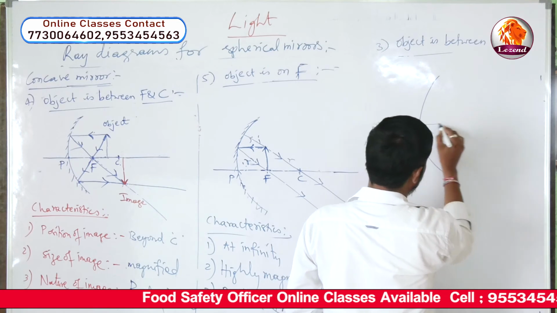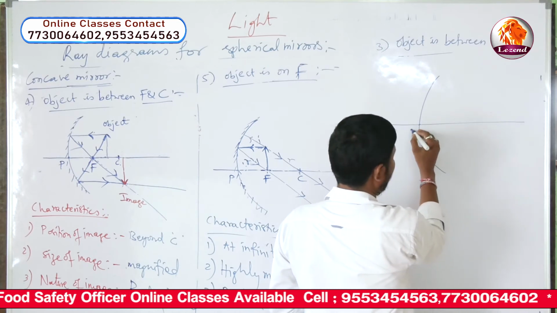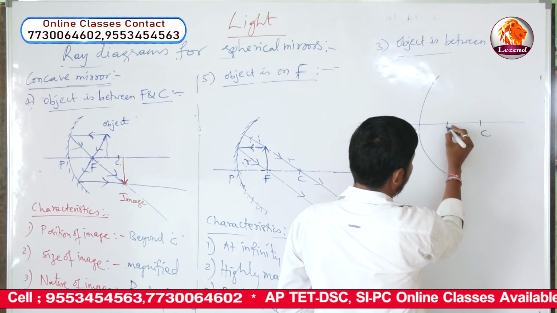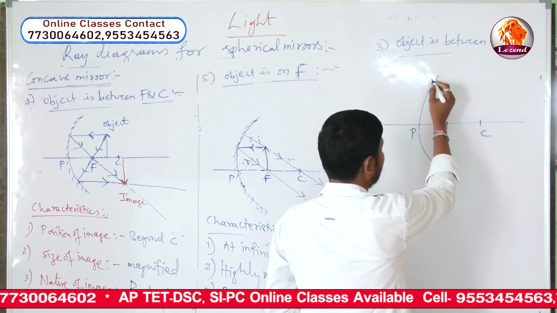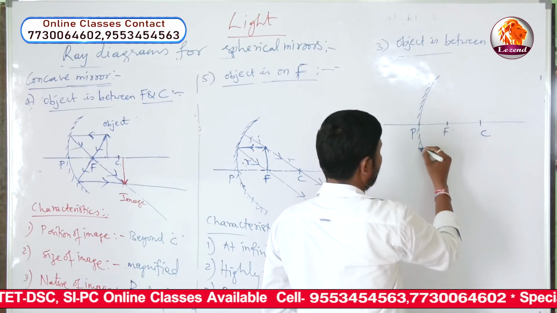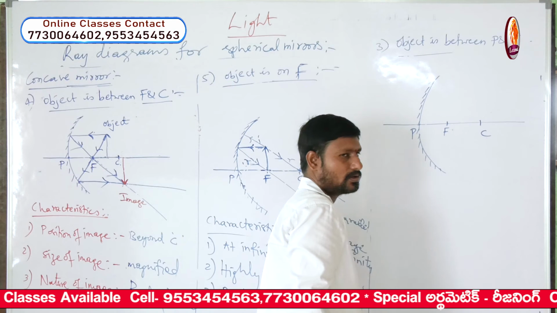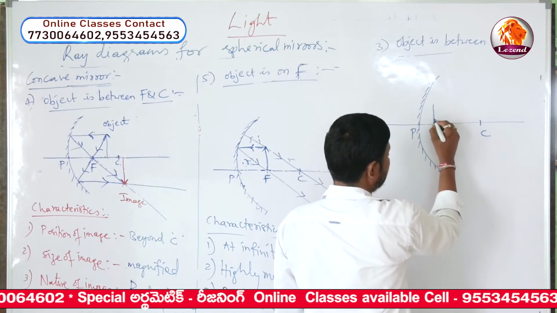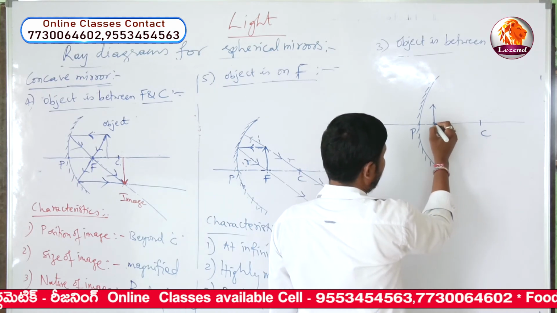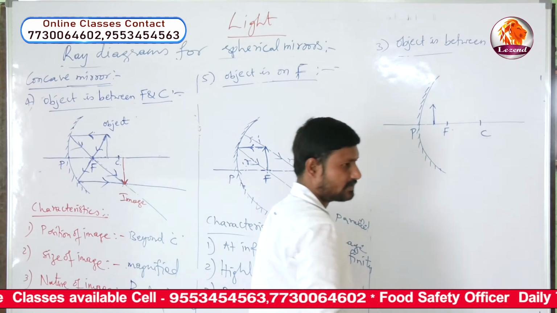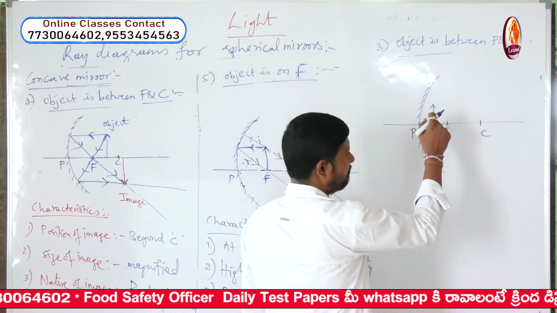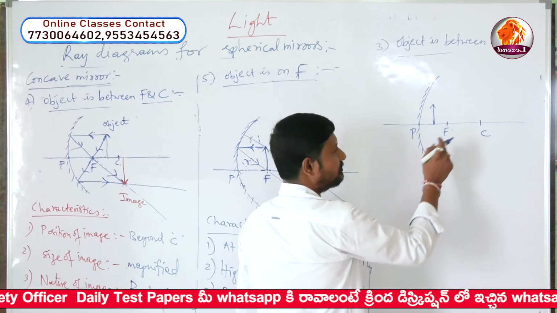Concave mirror, pole of the mirror, center of curvature, its focus. Now the object is placed between P and F. This is the object, right? And now to draw the image formation by this mirror, we need to take two light rays.